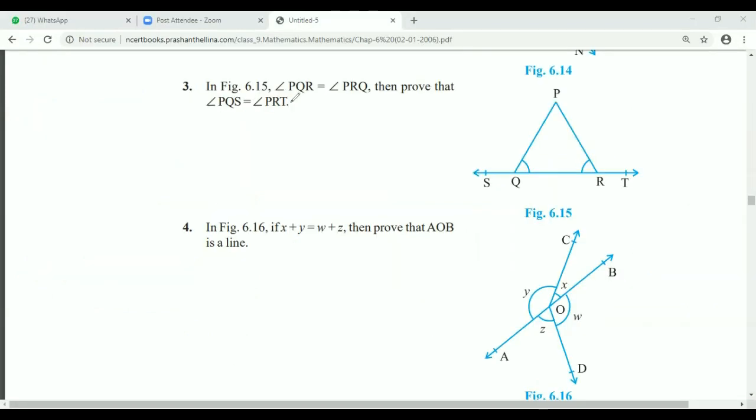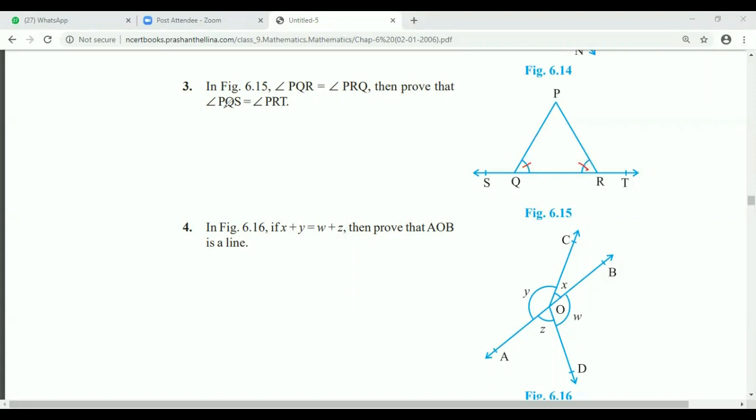Now let's discuss question number 3. In figure 6.15 of the 6th chapter, that is this figure, angle PQR is equal to angle PRQ. Then prove that angle PQS equals angle PRT. We don't know the exact measurement here, but whatever the measurement, these two angles are the same. Angle PQR is this angle, and angle PRQ is this angle. These two angles have the same measurement.